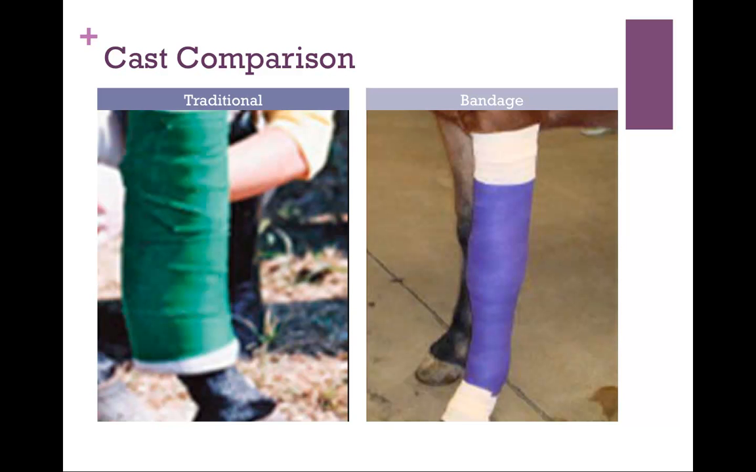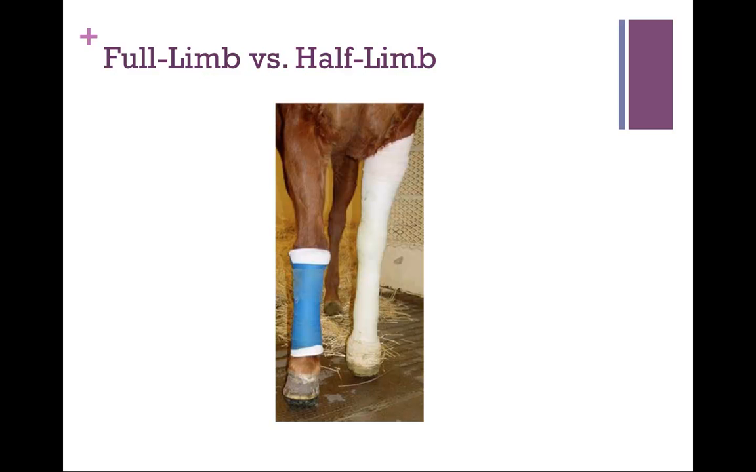Here are pictures of a traditional and bandage cast. The traditional cast, on the left, is like what humans get when they break bones and is made out of polyurethane resin impregnated fiberglass tape strips over a layer of padding. Bandage casts, on the right, are just using bandages wrapped tightly around the leg to prevent it from moving. This compares a full limb and half limb cast. The full limb cast obviously encompasses the entire limb, where the half limb only covers half of the limb.